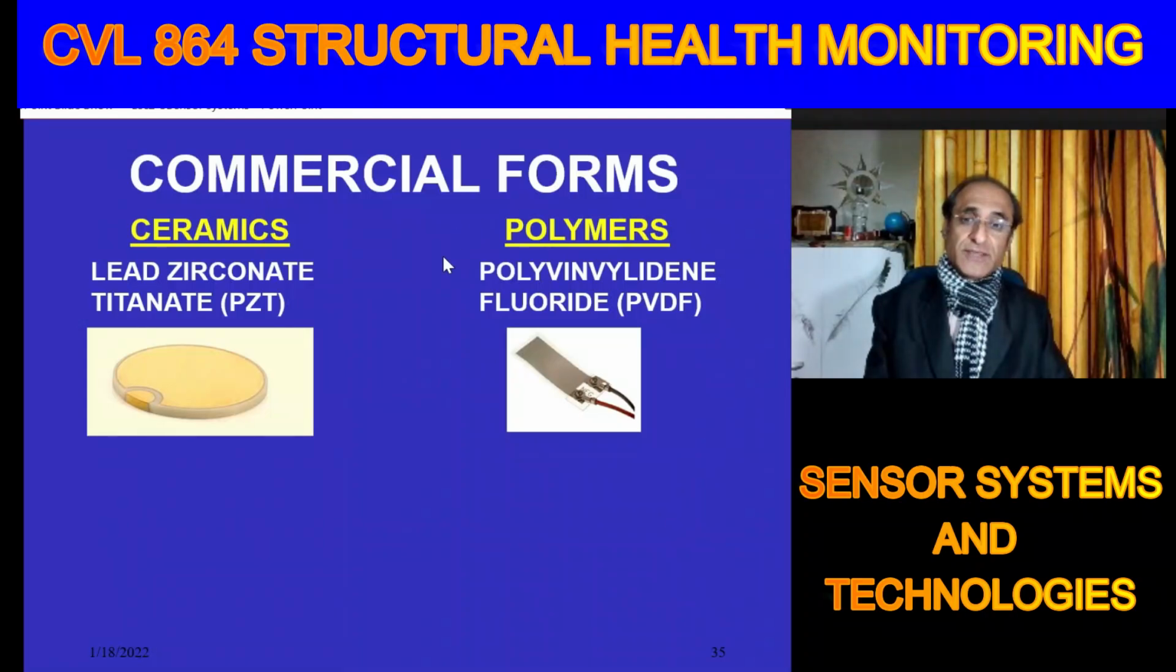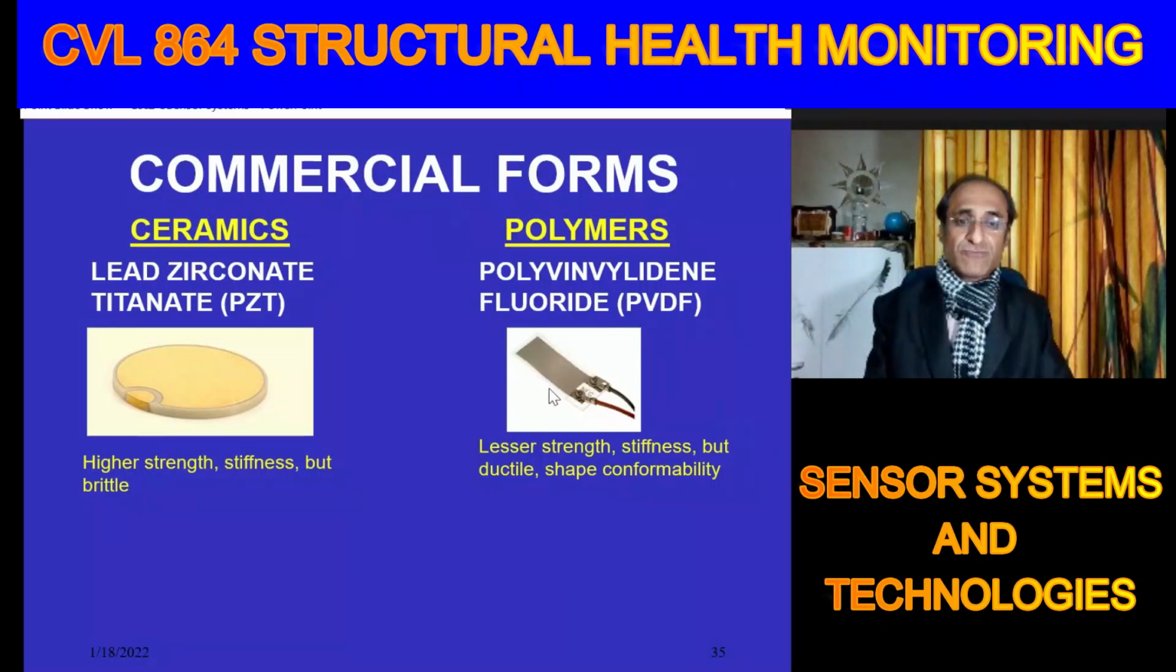And then among the polymers, polyvinylidene fluoride is very versatile and easily available. So the ceramics have higher strength and stiffness, but they are brittle. They break very easily. Some of you who will be using these will have first-hand experience of how brittle these ceramics are. And polymers, on the other hand, are very shape conforming in nature. They can be easily bent, but they have lesser strength and lesser stiffness.